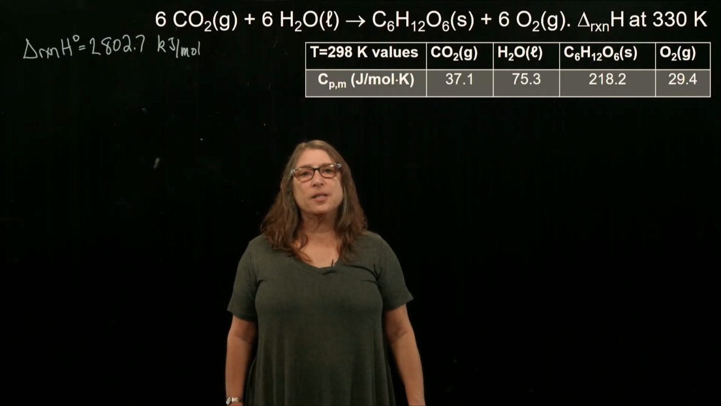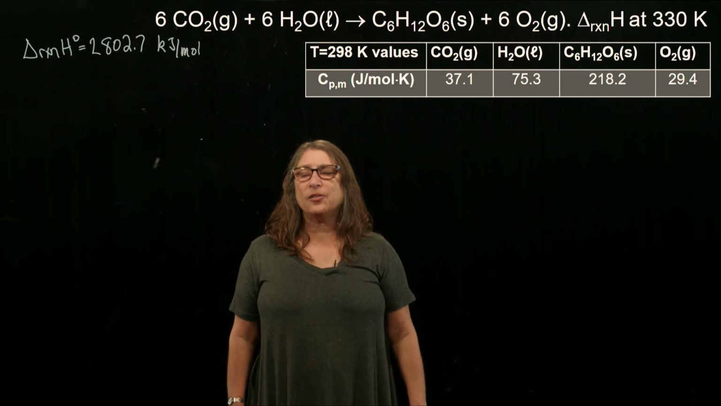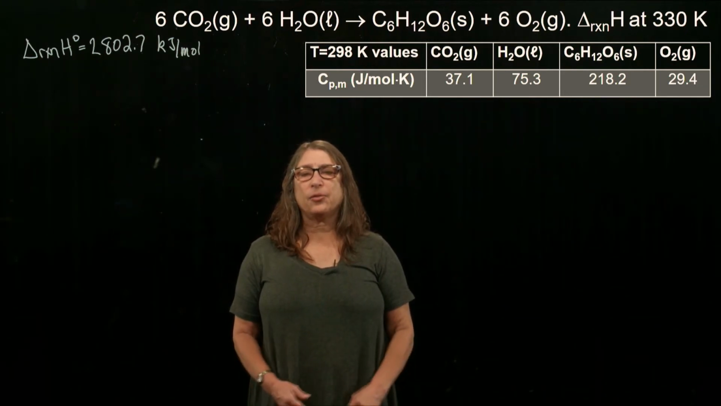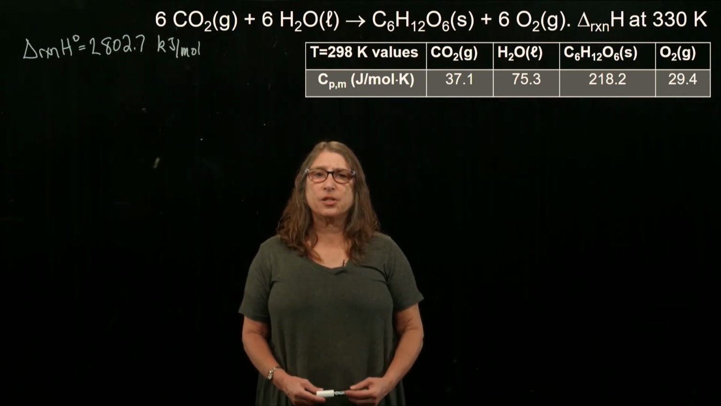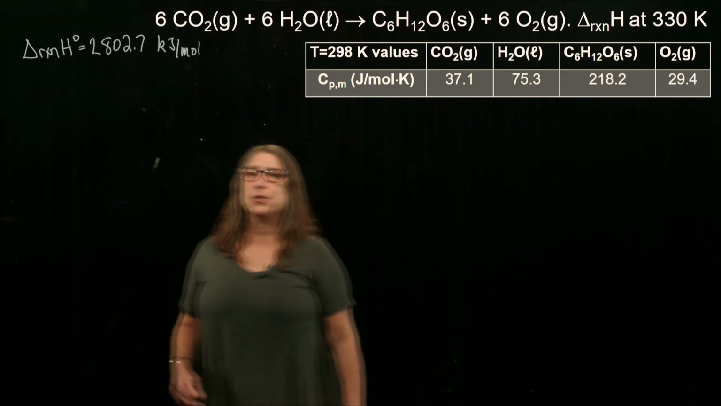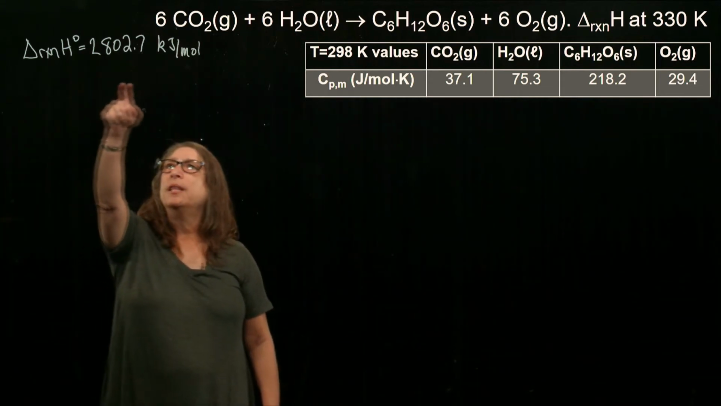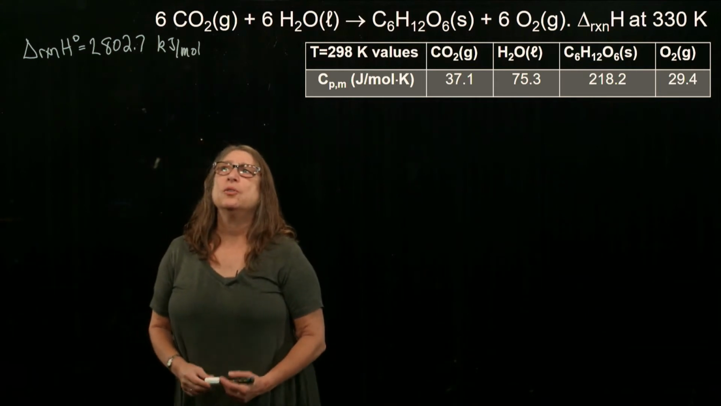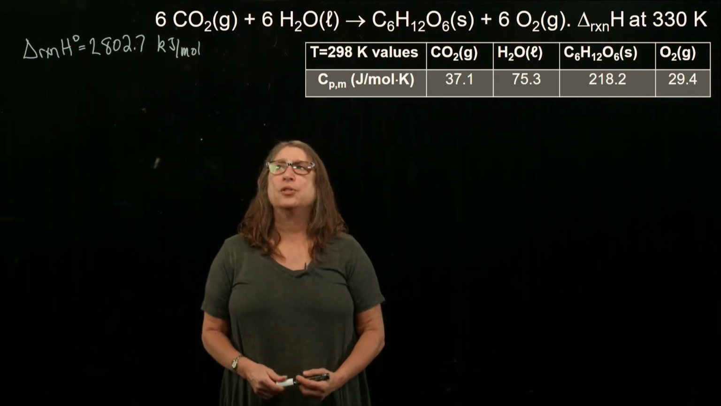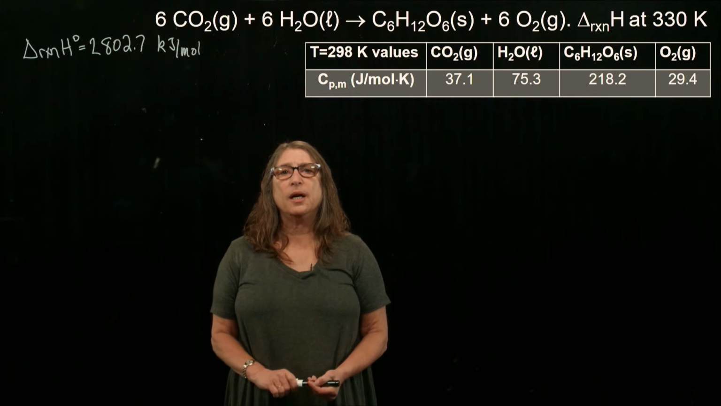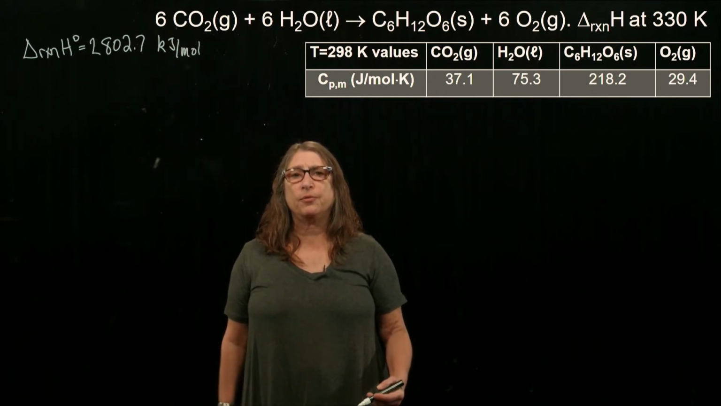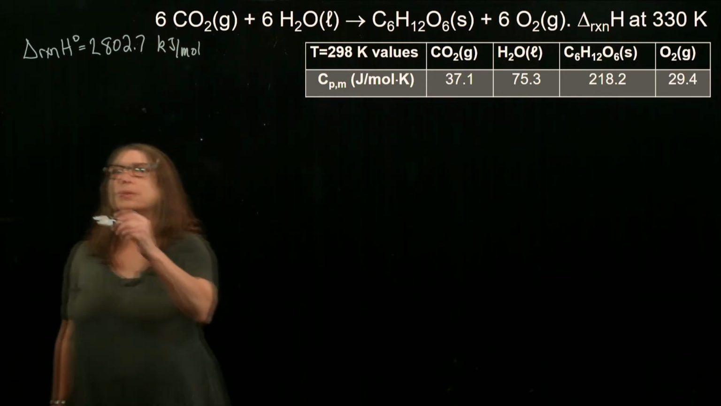The second part of this enthalpy problem asks us to find the enthalpy of reaction at 330 Kelvin. In order to do that, I needed to know what the enthalpy of reaction was under standard conditions, which we did in the first part of this problem, and I have written that down here. It's 2,802.7 kilojoules per mole. In order to find out what the enthalpy of reaction is at the new temperature, I need to know how to adjust the enthalpy of reaction for a change in temperature.